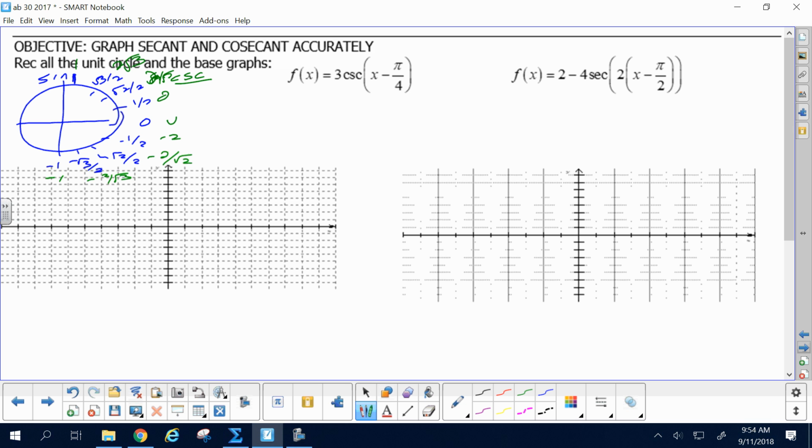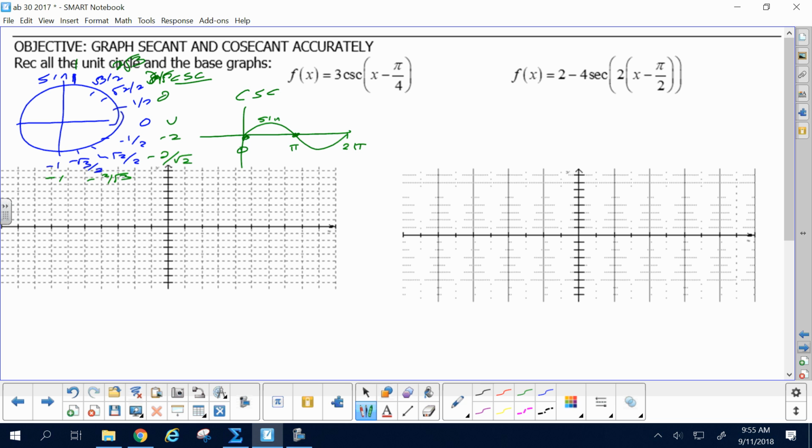Now then, you're going to have, for cosecant, think reciprocal. I don't even know if that unit circle is worth it. Sine looks like this, yeah? And it has zeros at pi and 2 pi and 0.